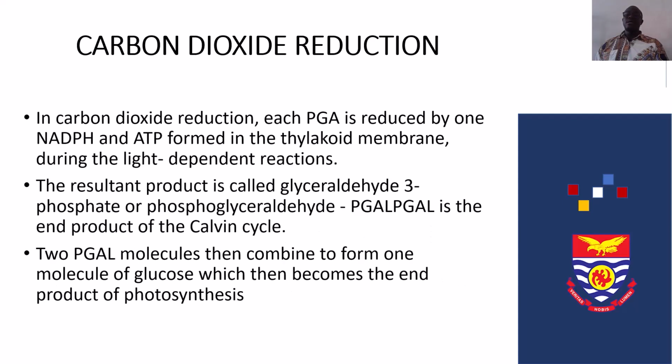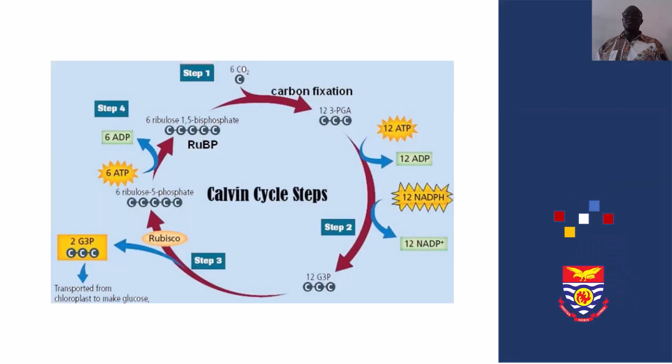So in carbon dioxide reduction, each PGA is reduced by 1 NADPH and ATP formed in the thylakoid membrane during the light-dependent reactions. The resultant product is called glyceraldehyde 3-phosphate or phosphoglyceraldehyde, PGAL. PGAL is the end product of the Calvin cycle. 2 PGAL molecules then combine to form 1 molecule of glucose, which becomes the end product of photosynthesis.